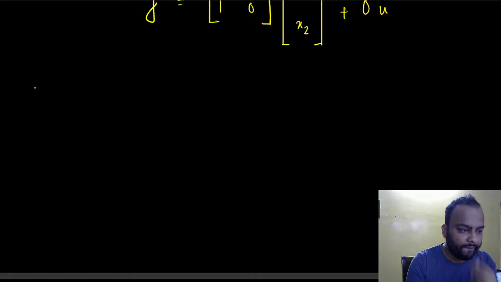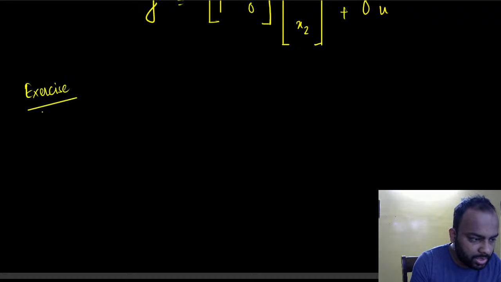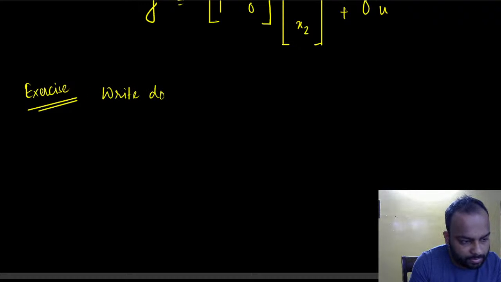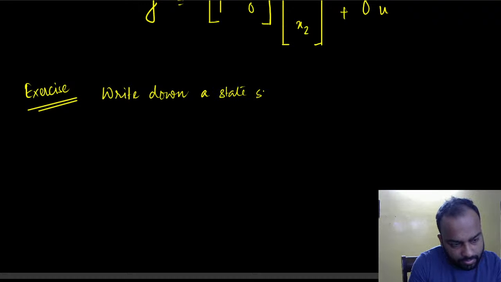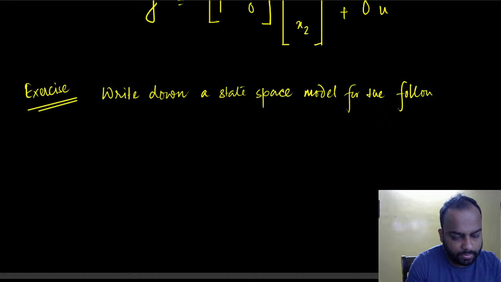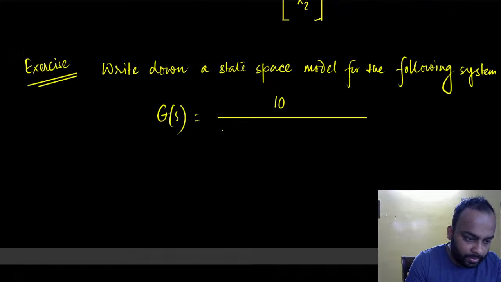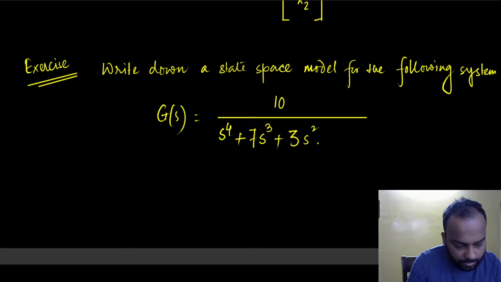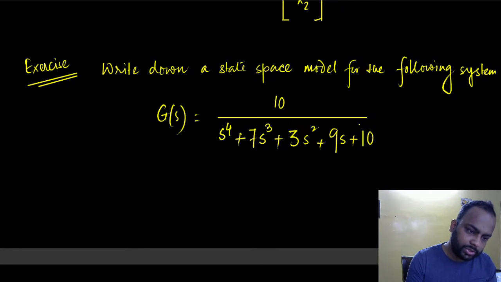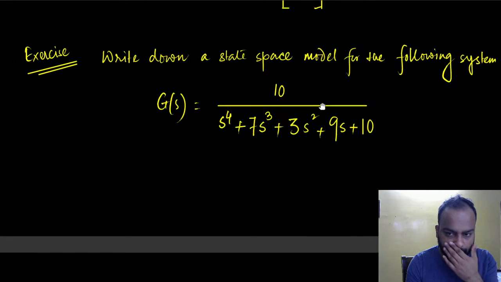to construct a state space model out of a system whose transfer function looks like this. You can understand what the orders are going to be, right? Try to figure those out.